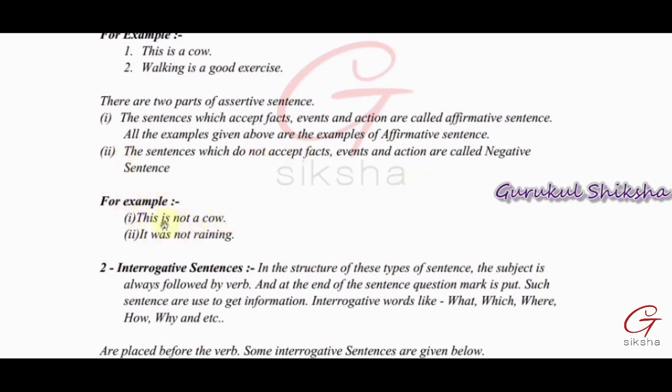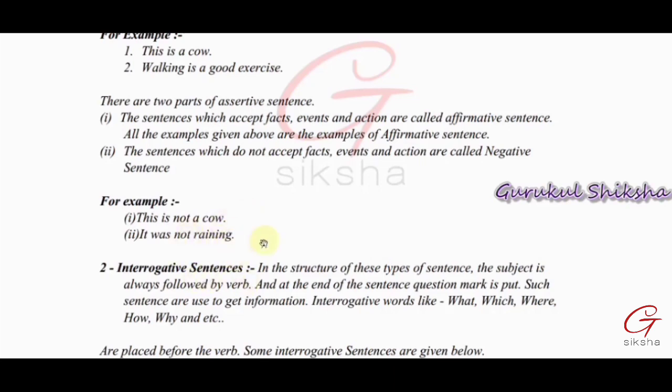An example is below. This is not a cow. That means earlier we were talking about a particular cow, here we are talking about this is not a cow. It was not raining. That means the day was clear, there was no rain, the weather was very clear.